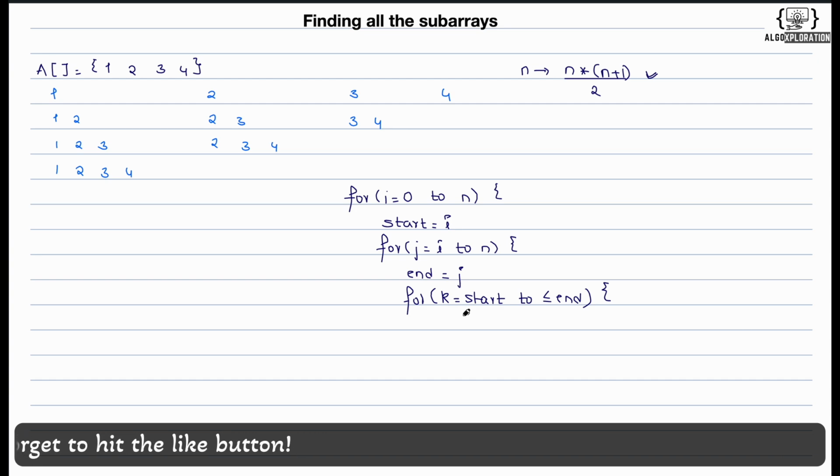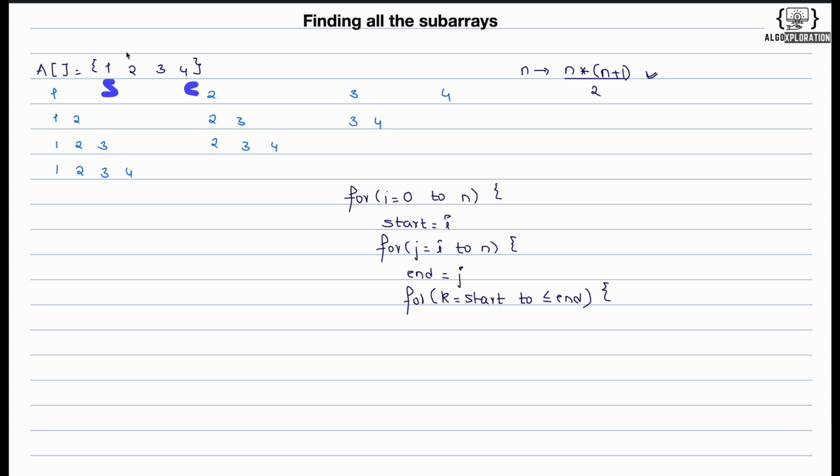Now inside this I'm going to either print all the subarrays, that is, let's say start is there, end is there, I'm going to print, or I'm going to store it. So you can think about how we can store this in an auxiliary array, but here I'm going to just simply print it. So print a of k, after that a space. After that I'll simply print a new line.